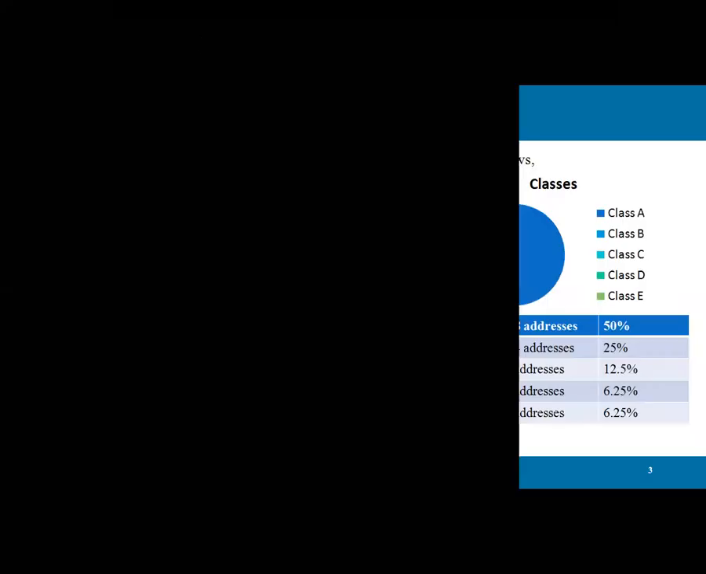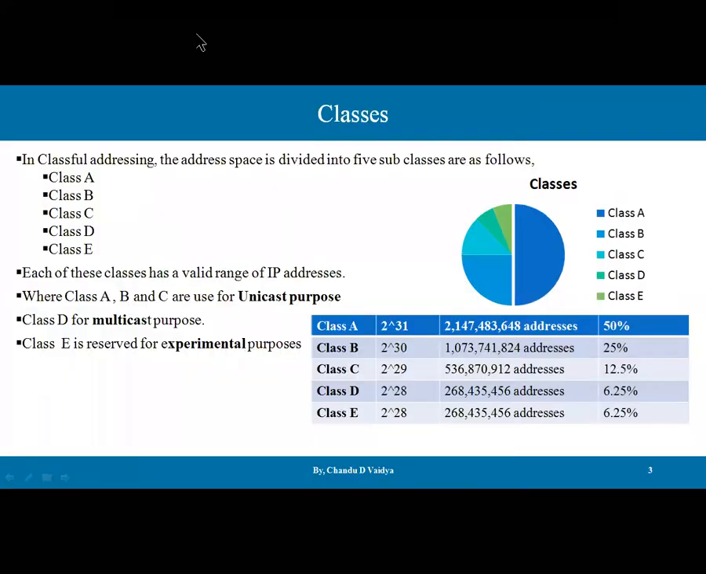Now the second slide shows the classes available in IP version 4. Here we have 5 classes: class A, class B, class C, class D, and class E. These classes are divided only for betterment and management purposes. Out of these 5 classes, the first 3, class A, B, and C, are used for unicast purposes, class D is used for multicast, and class E is used for experimental or future purposes.